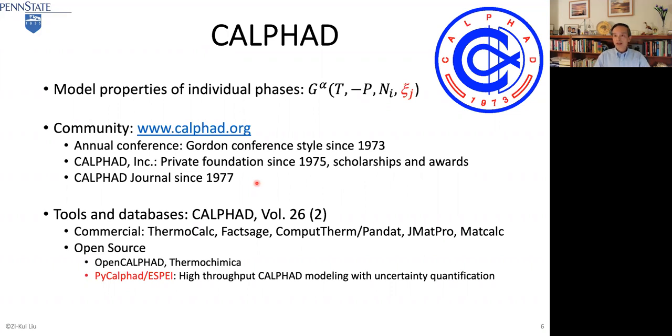To do CALPHAD modeling, of course, we need tools, and we created databases. And we have commercial tools. There is a special issue in CALPHAD, volume 26, issue 2, with a number of papers on the software tools, including commercial ones: Thermo-Calc, FactSage, CompuTherm with Pandat, and GeoMet Pro and MetaCalc. Since that time, there have also been some open source codes: OpenCALPHAD, Thermochimica, and also ESPEI, which were developed in my group, with the capability of high-throughput CALPHAD modeling with uncertainty quantification.